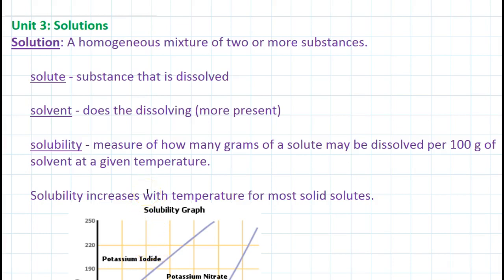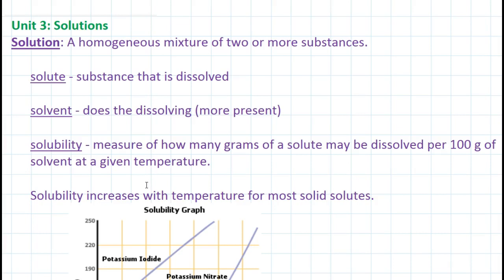First of all, a solution is just a homogeneous mixture of two or more substances. So homogeneous just basically means you can't see the different components. If you recall that from back in August, we talked about that for the first time. So a solute is a substance that's dissolved, so the salt in salt water, for example. Solvent is the thing that does the dissolving, like water.